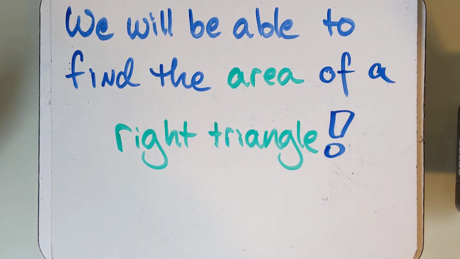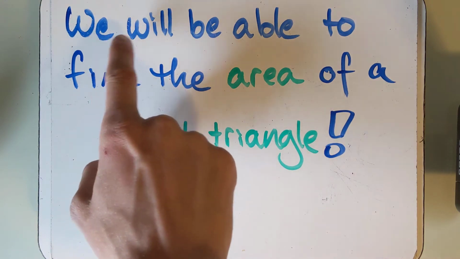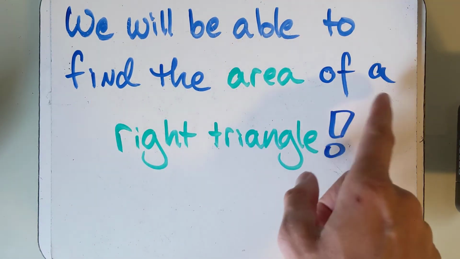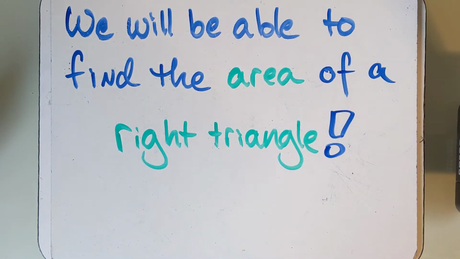Let's go ahead and take a look at today's objective. Today's objective is we will be able to find the area of a right triangle. So this is a review lesson. We talked about this a while ago, earlier on this year, but we're going to be building on it over the next couple of days. So we're just taking today to review this concept.